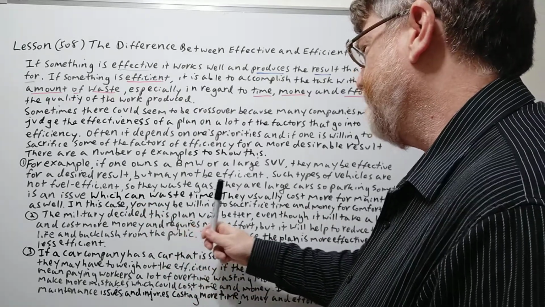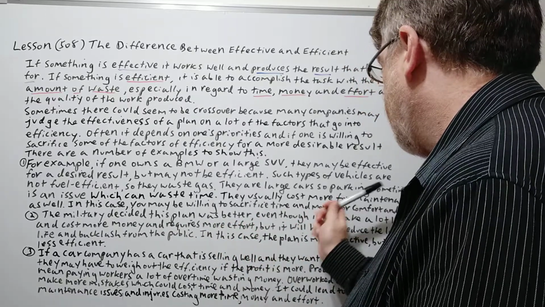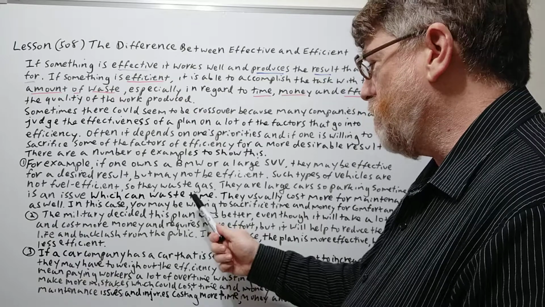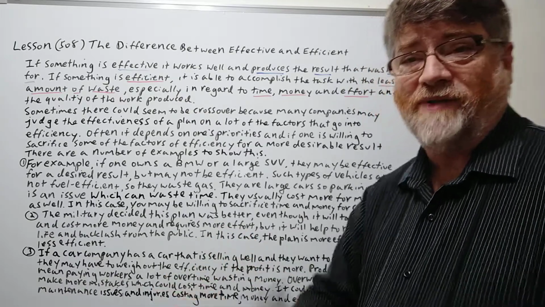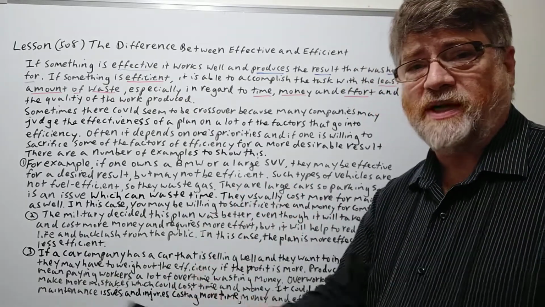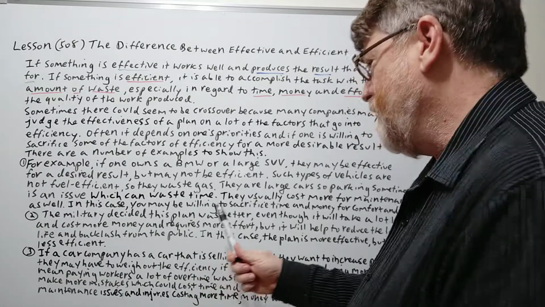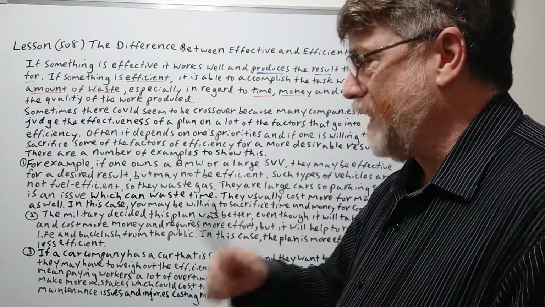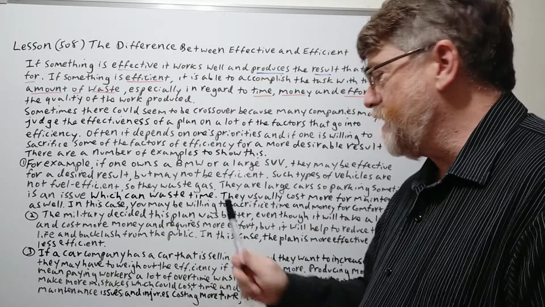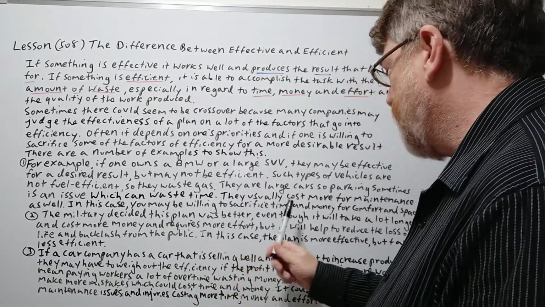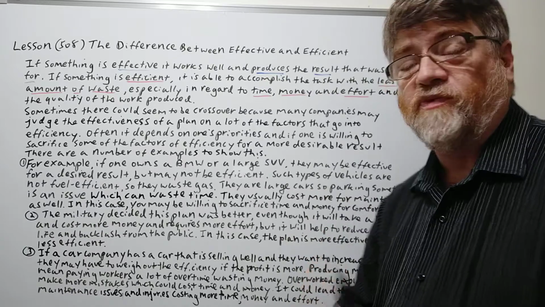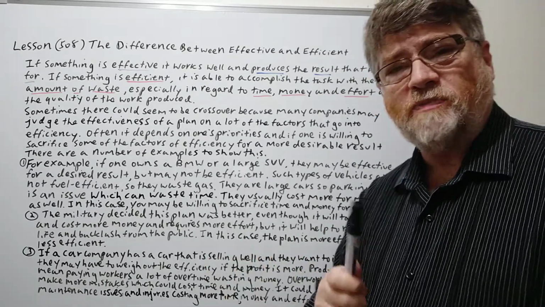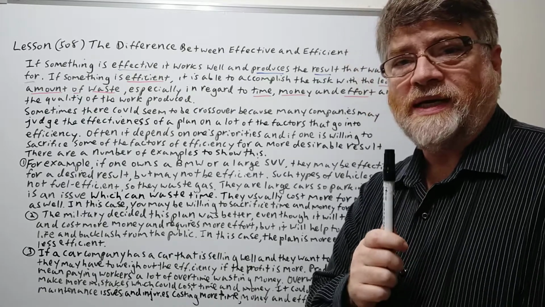Such types of vehicles are not fuel efficient, so they tend to waste more gas. They are large cars, so parking is sometimes an issue too, which can cost time. Sometimes you waste a lot of time looking for a place where you can fit your car. They usually cost more for maintenance. That's true. So again, you're wasting more money. In this case, you may be willing to sacrifice time and money for the comfort and the space, or if it's a BMW, maybe for the status. So it all depends upon what you're willing to sacrifice.